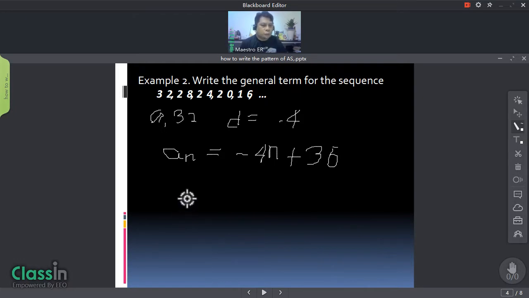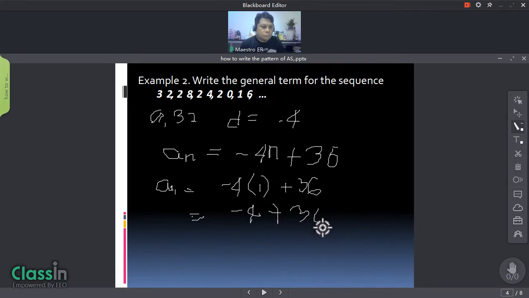So let us check. So your a sub 1 is equal now to negative 4 times 1 plus 36. Okay. So your a sub 1 now is equals to negative 4 plus 36, which is equals to 32. So check for a sub 1, 32.